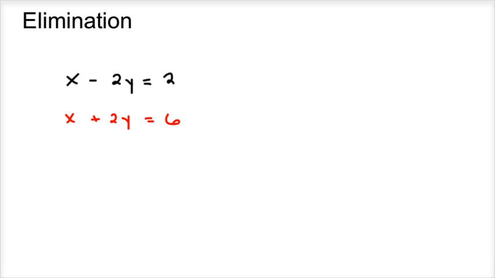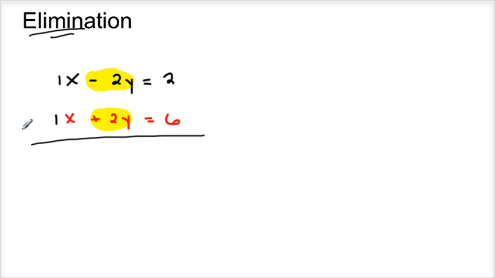All right, our third method here is elimination. We have x minus 2y equals 2 and x plus 2y equals 6. This is what I'm looking for: one of the variables, the x or the y's, to have the same coefficient. Since the y is negative 2 and positive 2, if I add these two coefficients together, these will cancel out. That's what I want to do, eliminate one of the variables, the x or y.